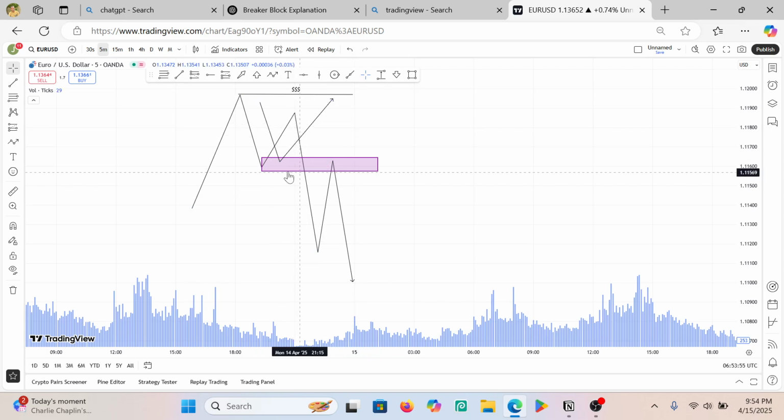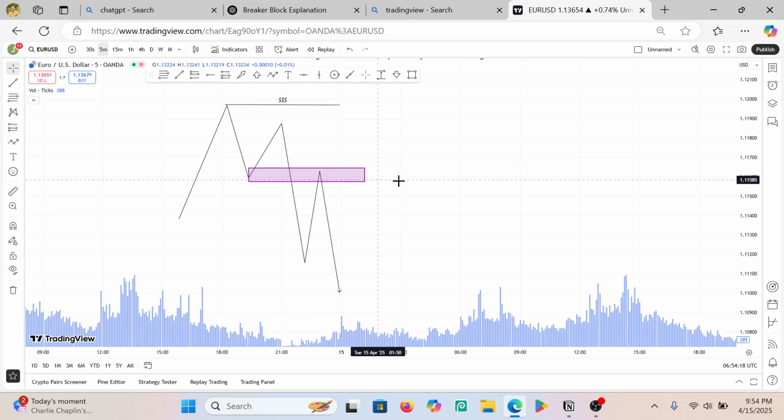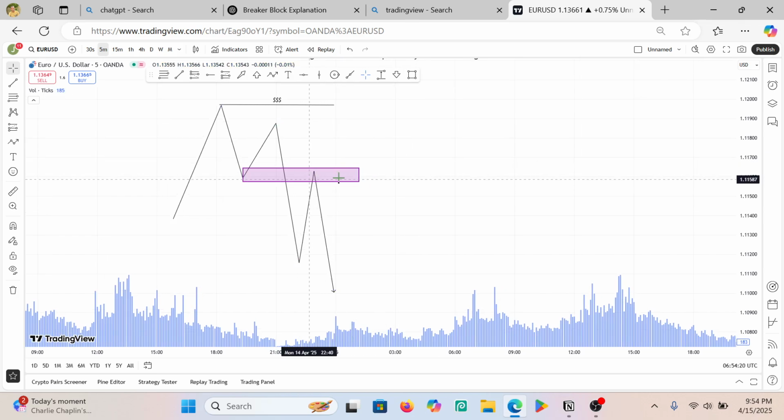The market broke that previous order block, the one that was formed here. When it breaks this previous order block, this will be a mitigation block. It changes from an order block to a mitigation block. This is where selling opportunities occur, which is a trend continuation because there's a market structure shift here.